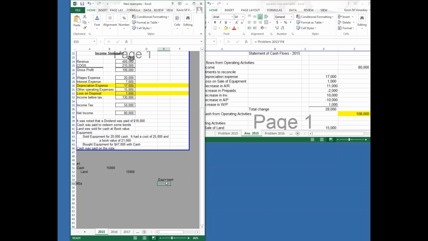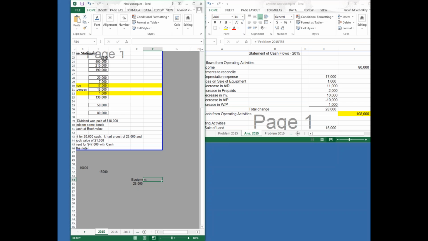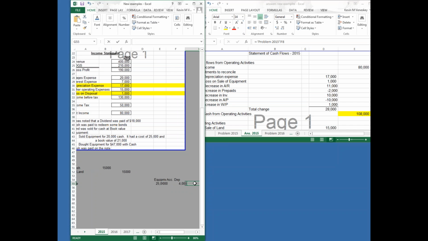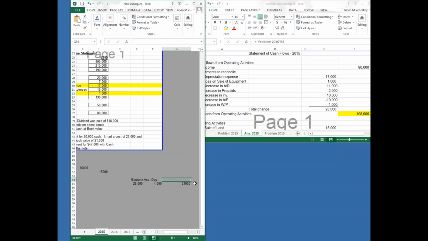So I'm just going to put off here to the side. The equipment had a balance of $25,000. I'm not making the full T account. The accumulated depreciation, well, if there was a book value of $21,000, that means my accumulated depreciation had to be $4,000. 25 less what was in the accumulated gives me the 21. So I have $21,000 book value.